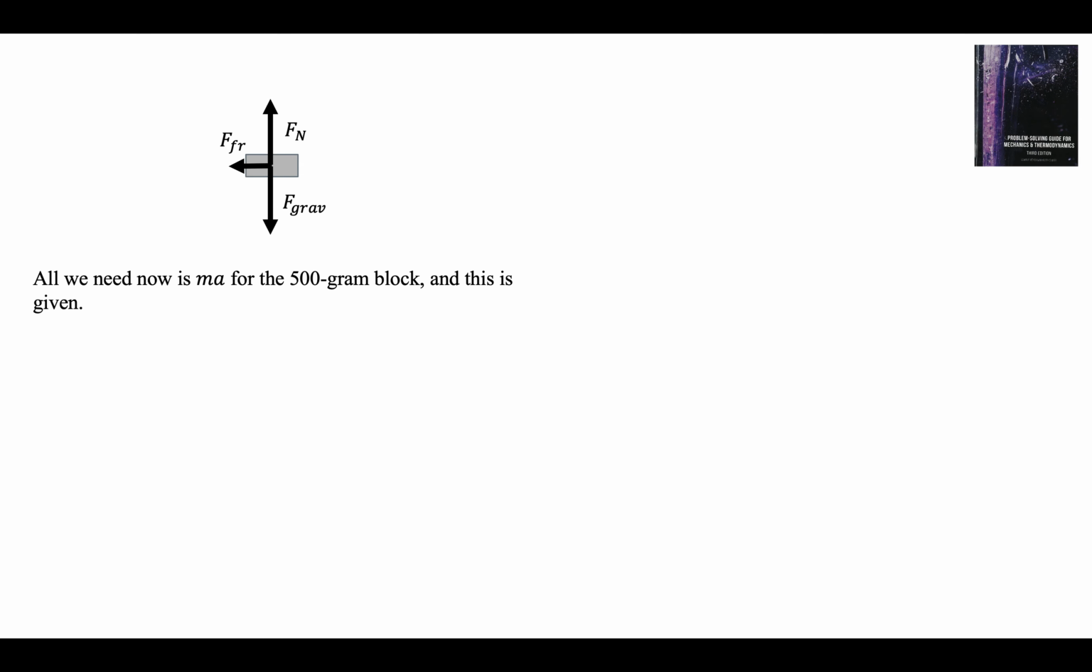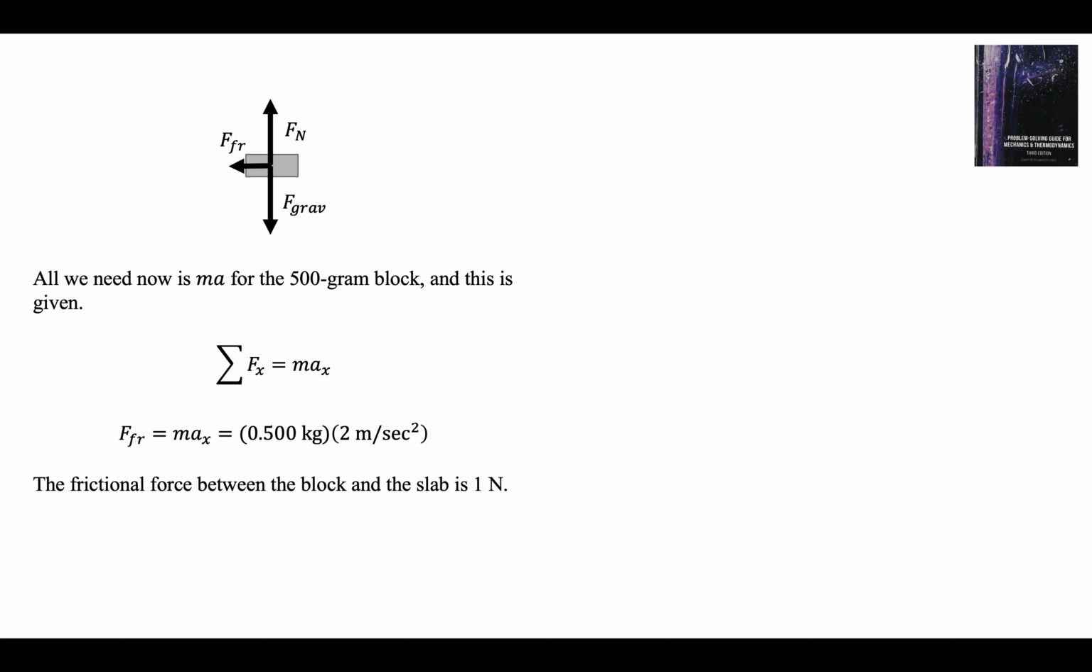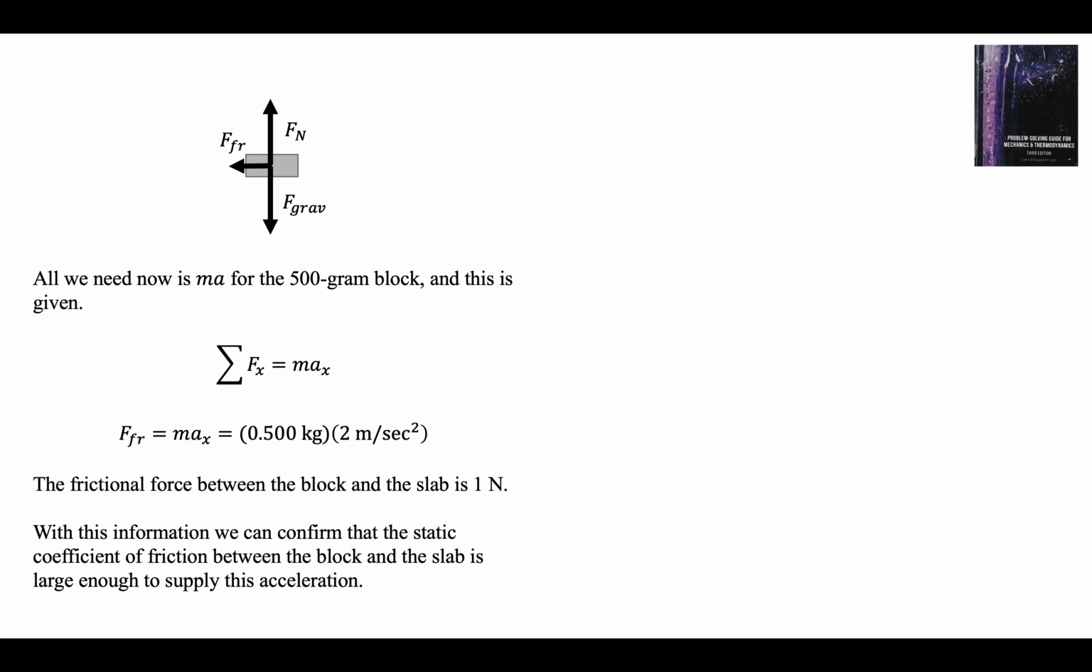All we need now is ma for the 500 gram block because we know the horizontal force. It's the frictional force. The mass is a half a kilogram, and the acceleration is 2 meters per second every second. Those are given. Multiplying a half times 2, we get 1. The frictional force between the block and the slab is 1 newton. That's the force needed to accelerate it. That's the static frictional force.